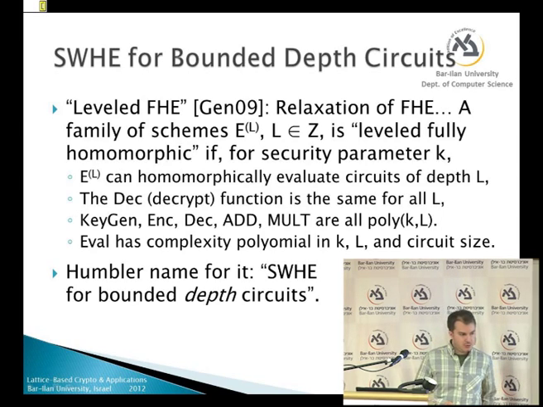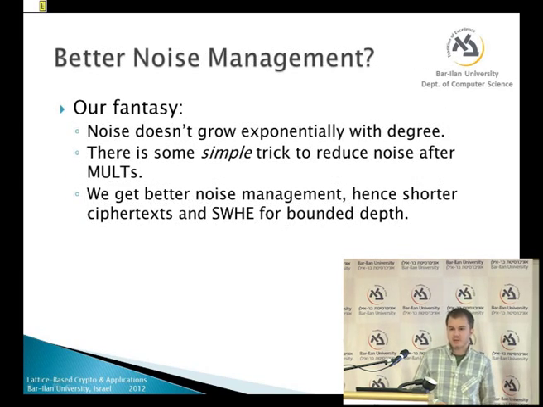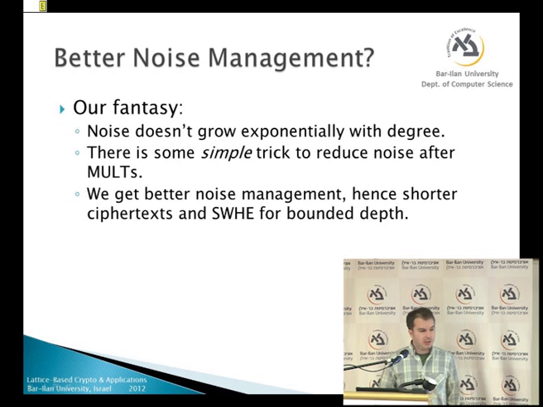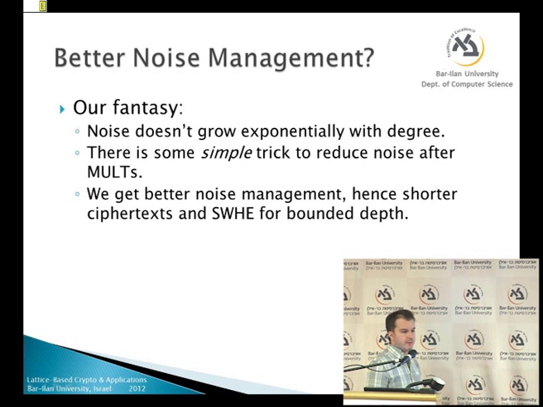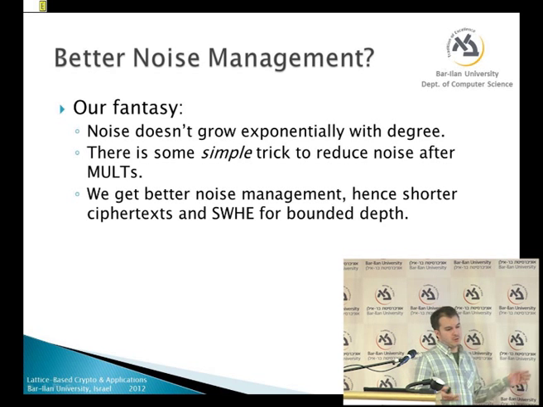So what do we have to do to get bounded depth? Well, we need to find some better way of dealing with the noise. Right now it grows exponentially with degree. Wouldn't it be great if there were some simple trick that, you do a multiplication and then just beat the noise back down to what it was initially? So you have maybe a constant level of noise, and of course maybe there's some little tiny cost. But why does it inherently have to grow exponentially with the degree? I mean, there's no reason.